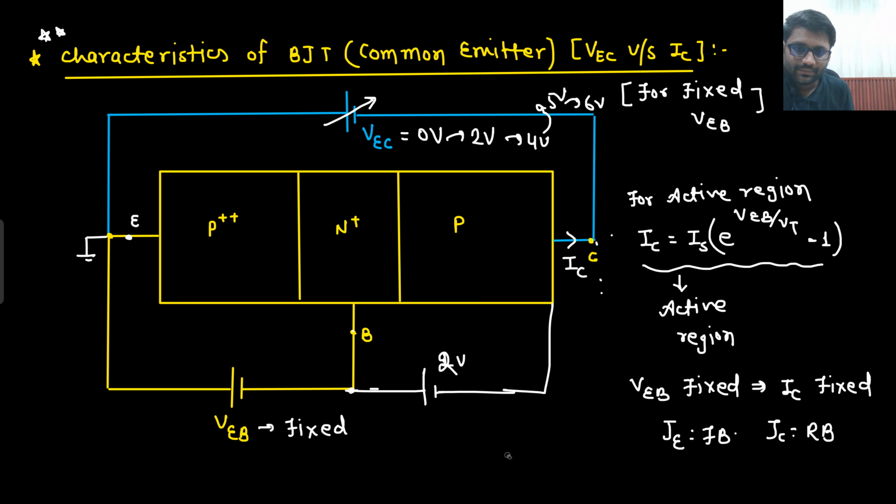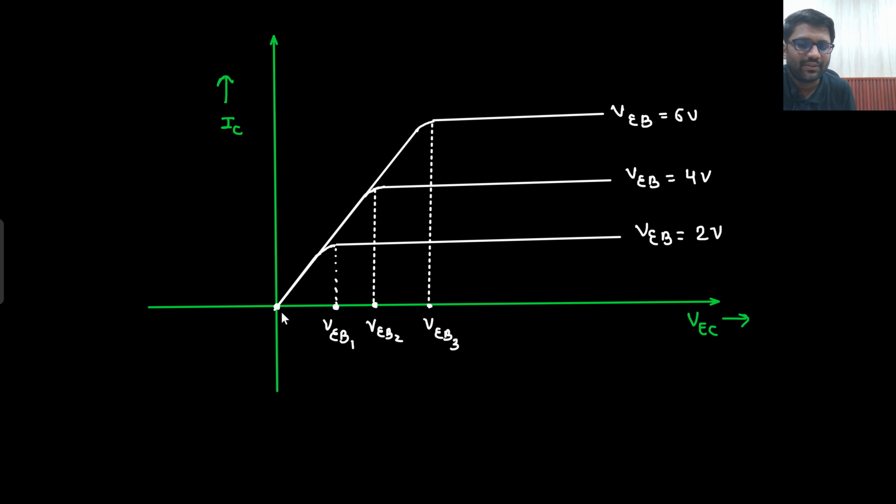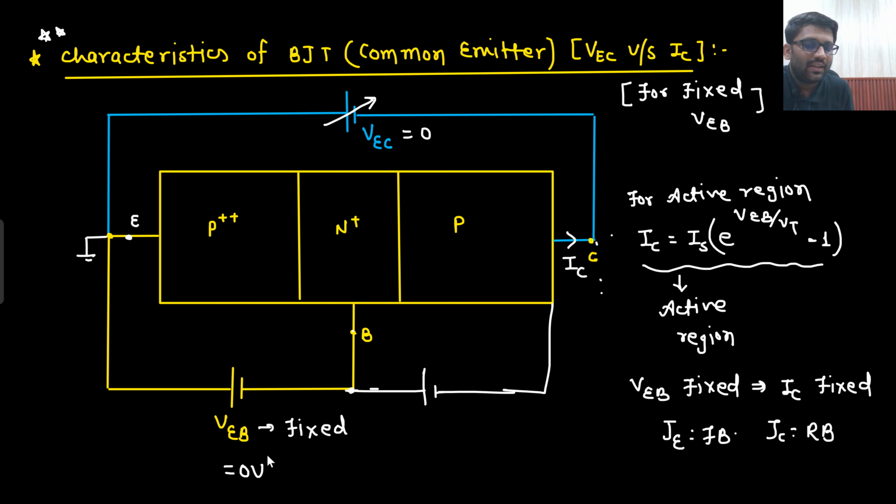Now what I do, I remove all this. What if I apply VB as 0 volt? Initially VB 0, VC 0, the whole thing is shorted, everything is in equilibrium, so current would be nearly 0 only. This time not nearly 0, this time current would be exactly 0. What I am saying, VB should be fixed, I am fixing it at 0. Is that clear to you? VB has been fixed at 0. Okay. VEC is also 0.